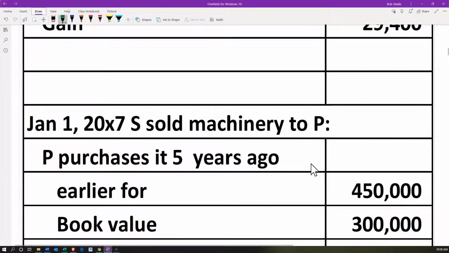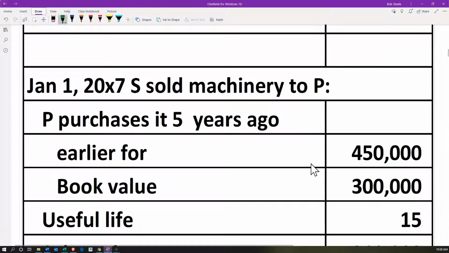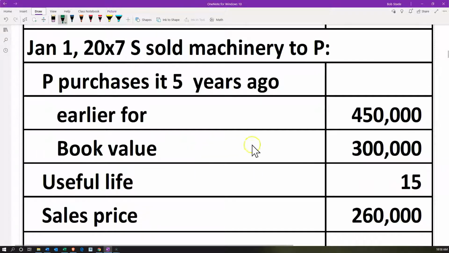January 1st, 2000 X7, S sold machinery to P, so depreciable property to P. This is where our focus will be. So P purchased it 5 years ago, 5 years earlier for $450,000. So that's how much P purchased it for. The book value now is $300,000 as of the point in time that it was sold. It was sold in 2000 X7. That's the current year of the consolidation we will be working on.